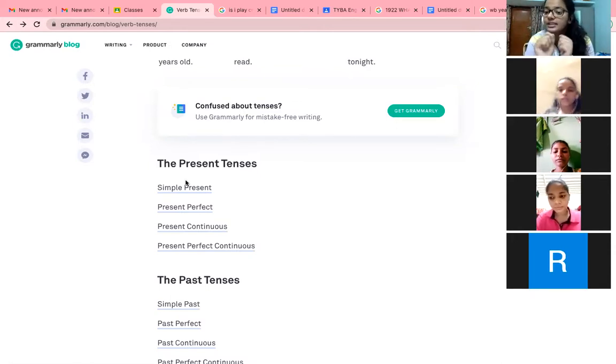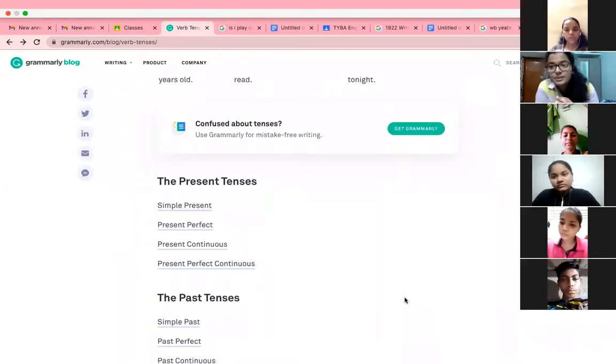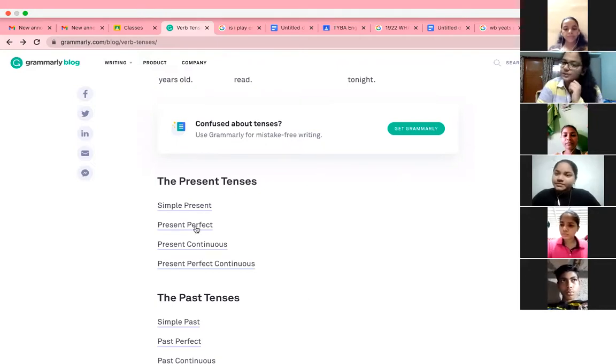So that is something that you will understand when we go further with our study of tenses, is that is how tenses complement each other. If I have understood simple present tense well, then it will be easy for me to understand present perfect and present continuous. Okay? So let's now go with present perfect.